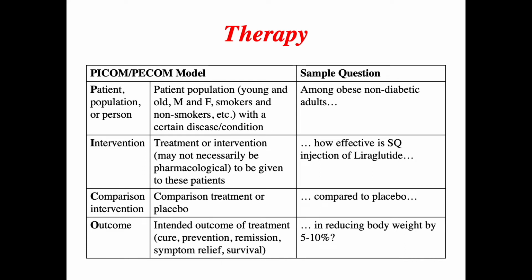Okay, so let's look at another example. Let's say the P component, or the patient population component, of your PICO model would be obese non-diabetic adults, and you want to see how effective subcutaneous injection of liraglutide would be compared to placebo in terms of reducing body weight by, rather, 5 to 10%. If you would format the research question following the PICOM model, we're still under therapy for that matter.